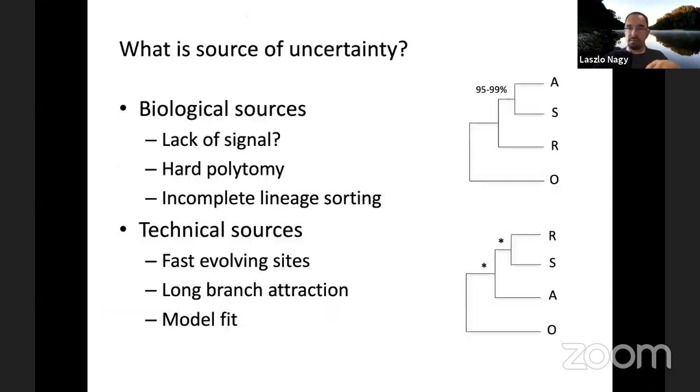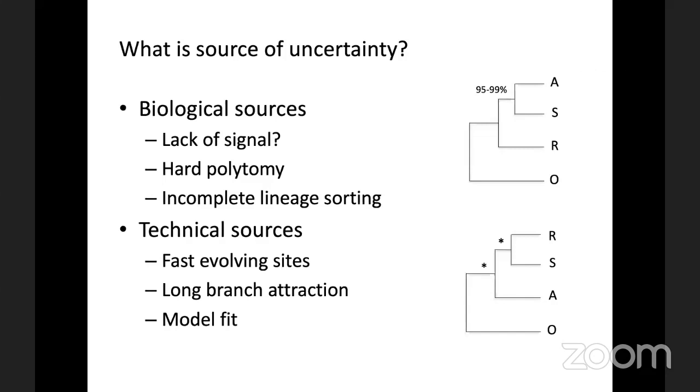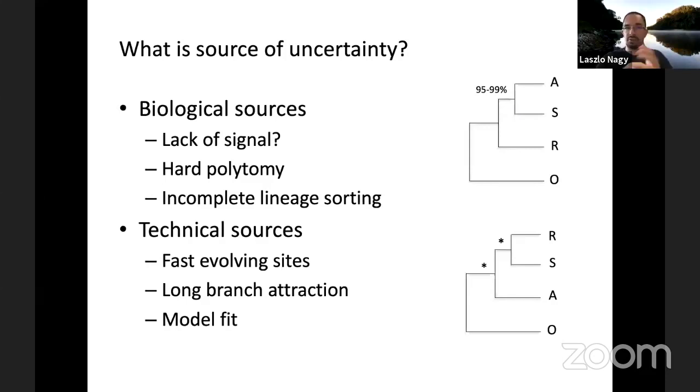So we have come up with a few biological hypotheses and a few technical hypotheses that could potentially explain the uncertainty. The first thing we thought of is, is it possible that there's just no signal in these data sets for this particular node in the tree? And is it possible that we are just seeing arbitrary groupings of the taxa? We also considered the hard polytomy, in which case the three subphyla would have been diverging virtually simultaneously during evolution. And because of that, we expect no biologically relevant substitutions to have accumulated in those lineages. We also considered incomplete lineage sorting. And on the technical side of things, our thinking was revolving around model misspecification, the impact of fast evolving sites, potentially long branch attraction, and a number of other sources of bias and conflict.